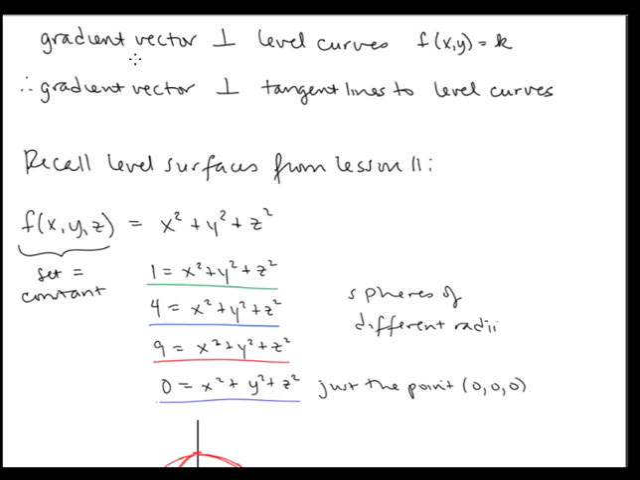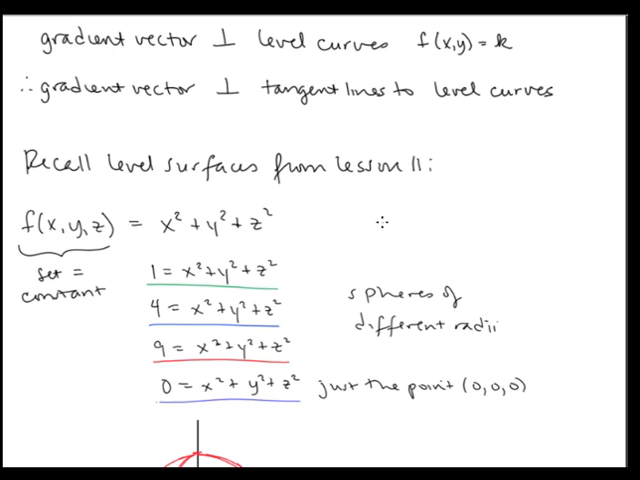So we said our gradient vector is orthogonal to level curves. Those are equations of the form f of x y is equal to a constant, and therefore the gradient vector is also orthogonal to tangent lines to level curves. Now we're going to take this into 3 dimensions and talk about level surfaces and tangent planes. So first, let's recall what level surfaces are.